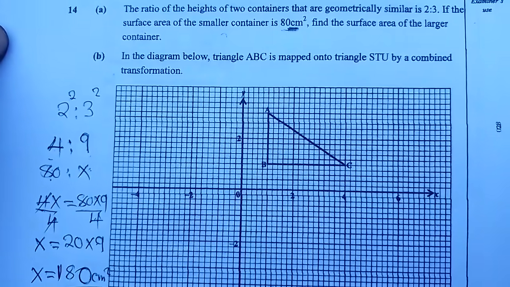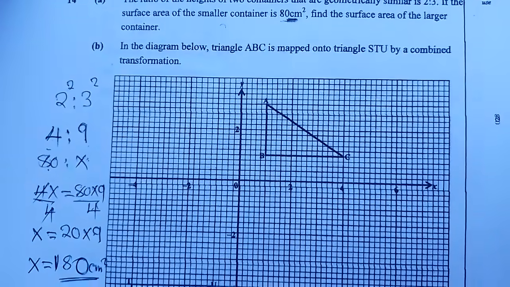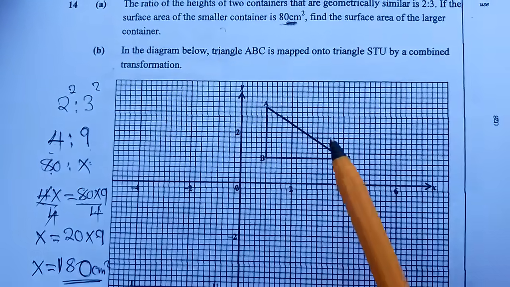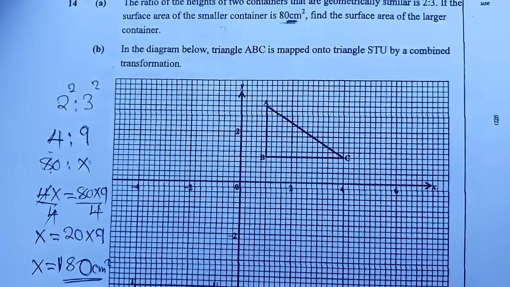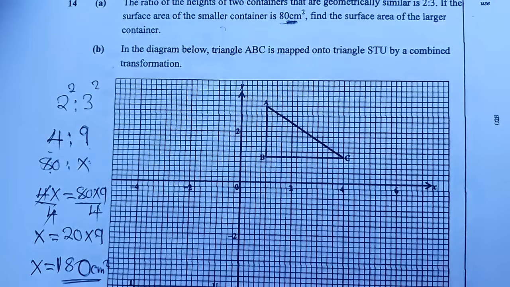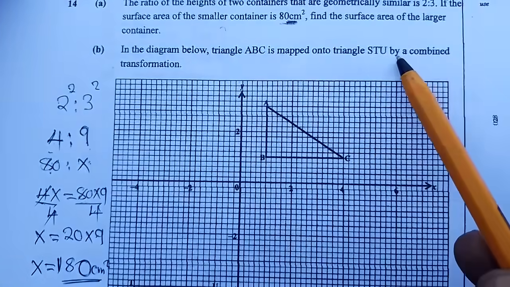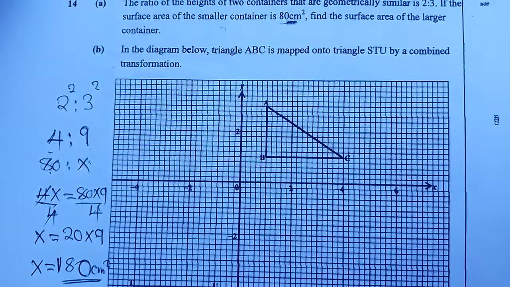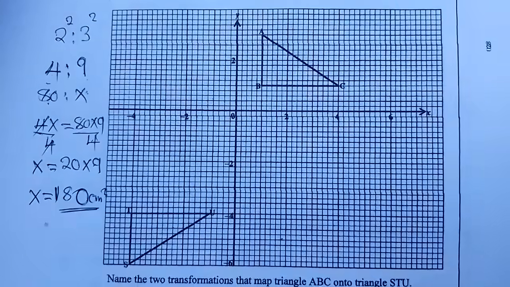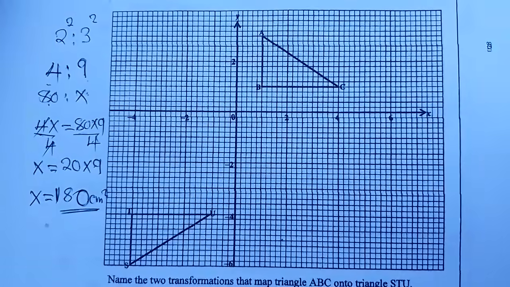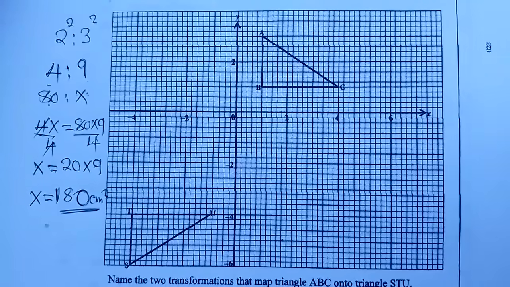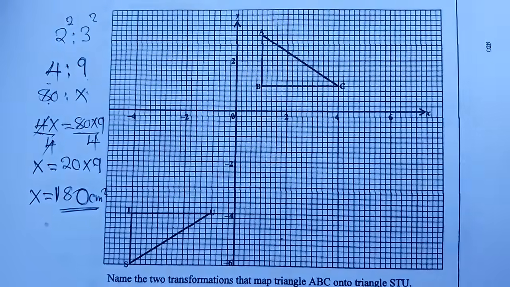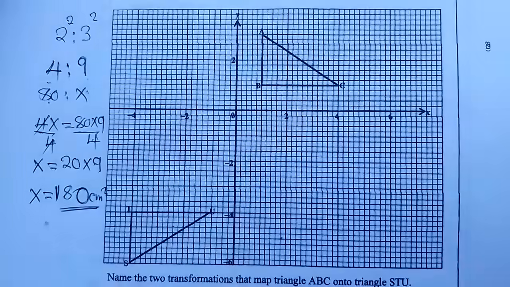Then I move to B. This is under transformation. So in the diagram below, ABC is mapped onto what? Onto this. Have you seen? It is mapped onto this. Then the question is by a combined transformation. By a combined transformation. So under paper 1, transformation is compulsory, but in paper 2, it is optional. You choose if you want to answer it or if you don't want to answer it. You just choose on your own.